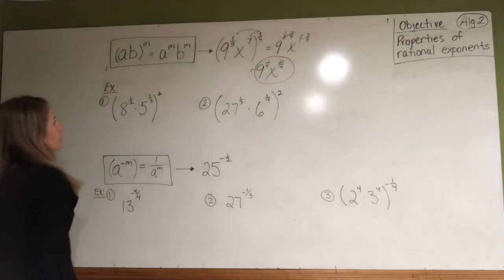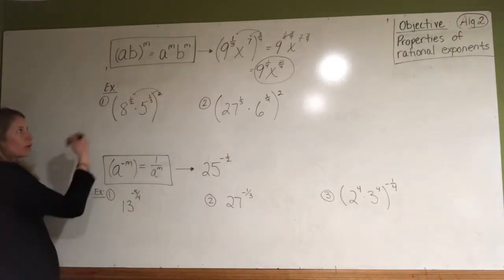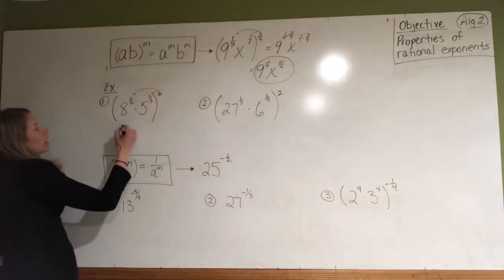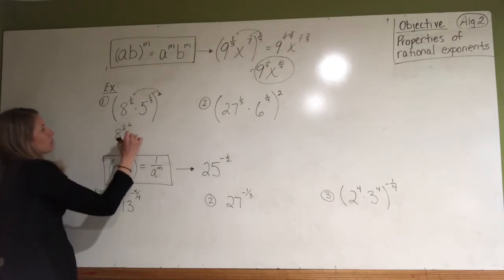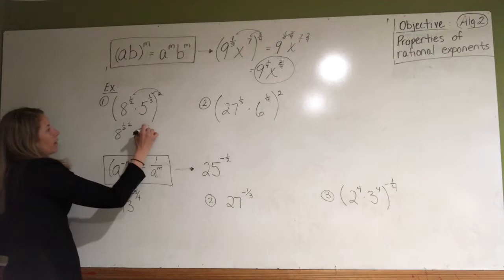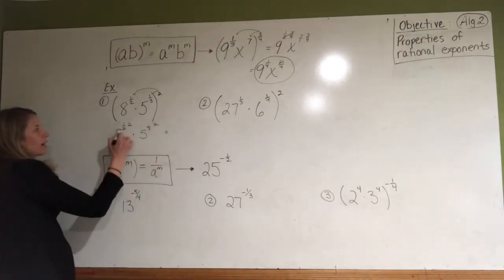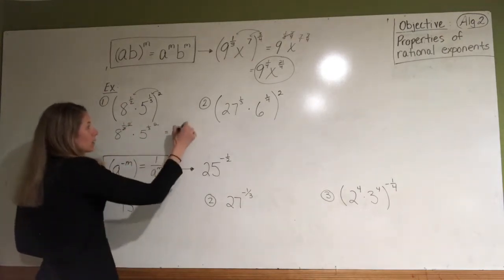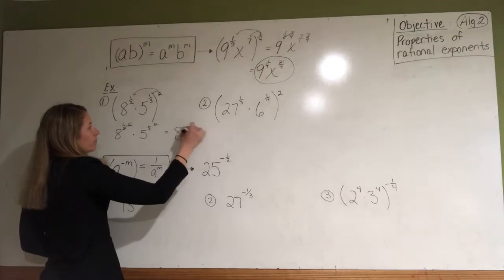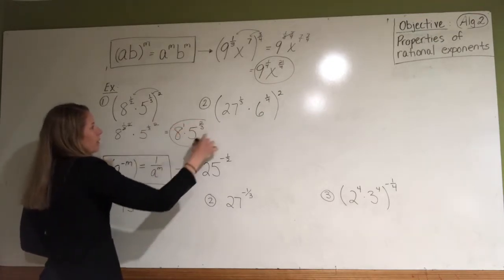So now let's try a couple examples. For this one here, again, this is just a positive 2 that's going to be brought over to each of those numbers. So we have 8, and then the 1/2 times 2, and then we're going to have 5 raised to the 1/3 power times 2. So of course 1/2 times 2, those will cancel, so you just have 8 to the 1st power. And then over here, 1/3 times 2 would be 5 to the 2/3 power.